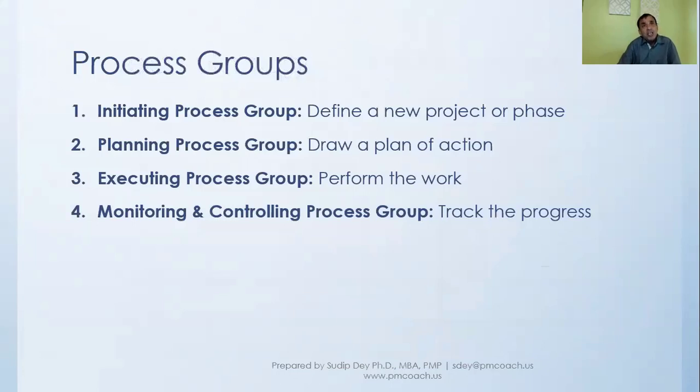Now, this is something that can be a bit tricky for a project manager, because as a project manager, we need to wear two hats. As the execution is going on, we have to put on the hat of monitoring and controlling to see that the execution is according to the plan that has been made. So the processes in the monitoring and controlling process group actually track the progress of the project based on the plan that has been made.